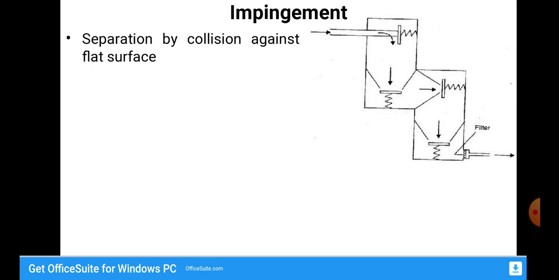Air flow rate direction and this solid plate are normal to each other. A number of these arrangements are used in series, so this is known as a cascade. And at the end of the cascade you can see a filter. A filter is placed at the end of the cascade. So any solid particles that are not separated by collision, by impingement, are separated by this filter.